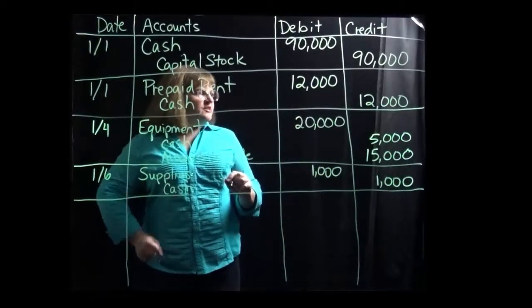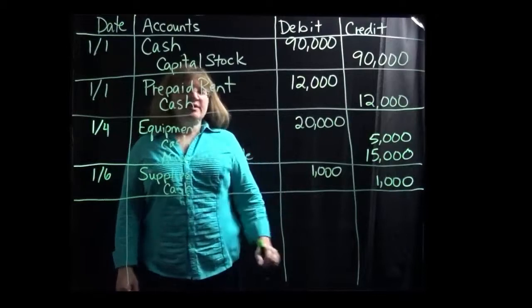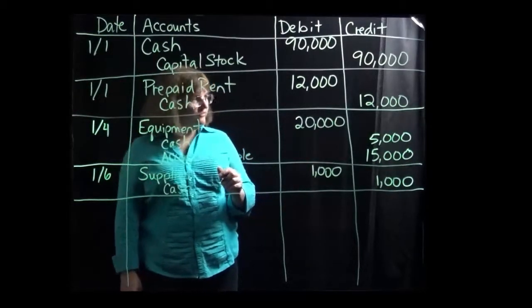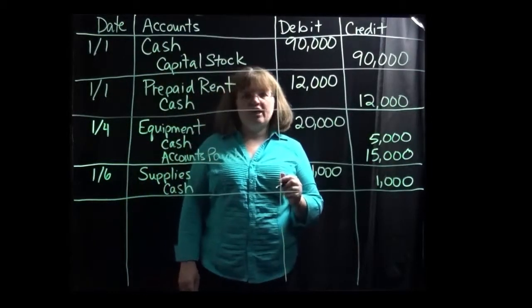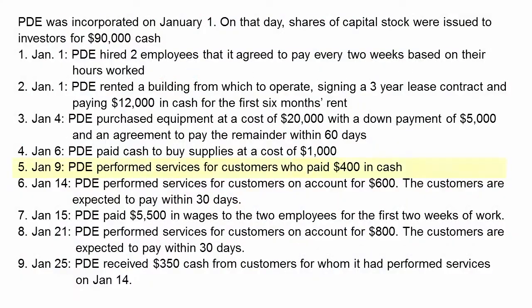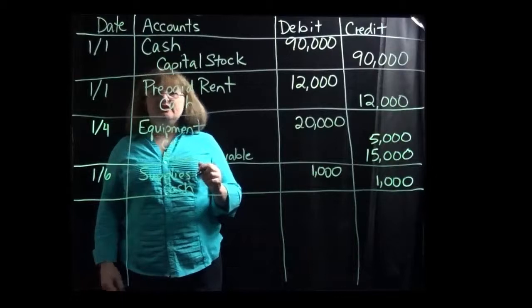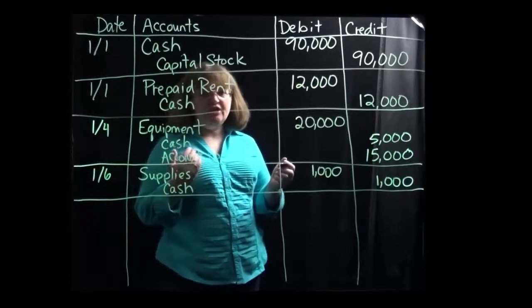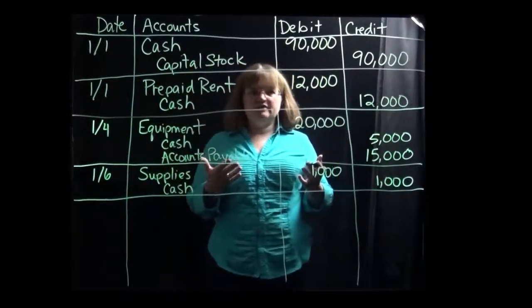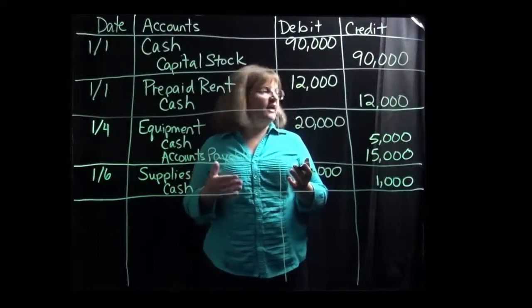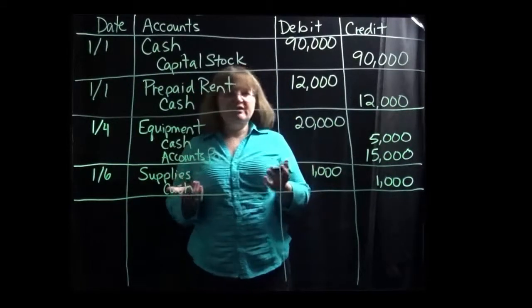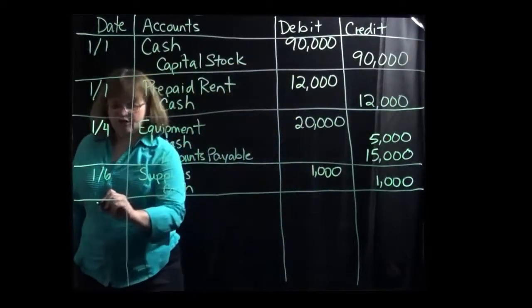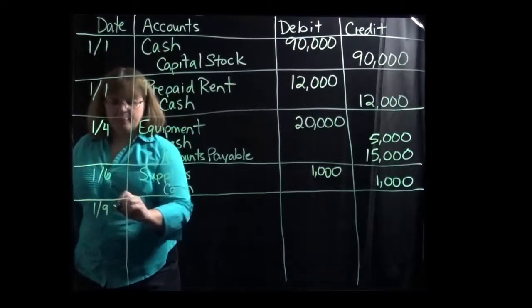Okay, the sixth transaction says on January 9th, P&E performed services for customers who paid $400 in cash. And so first of all, we ask, is that an accounting transaction? And if the company is performing services, then that means it's earning revenue. And the fact that they received cash definitely means it's an accounting transaction. So we write the date in.